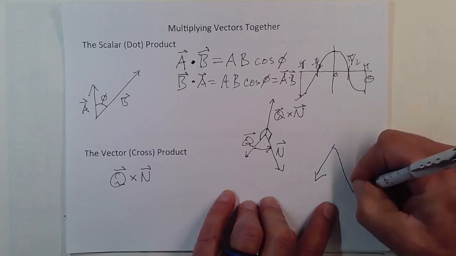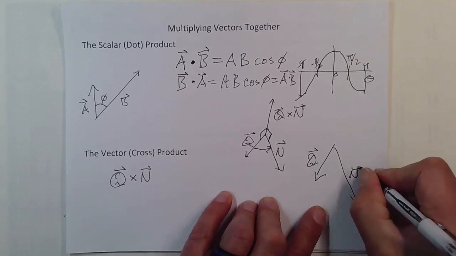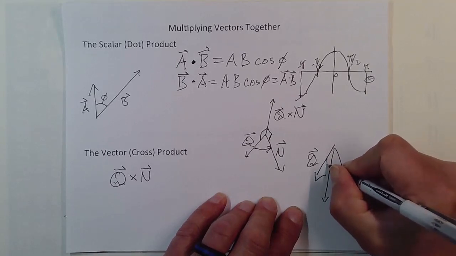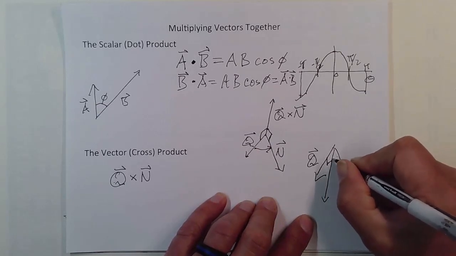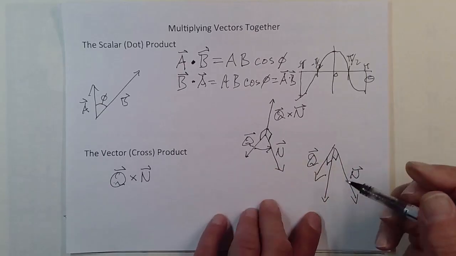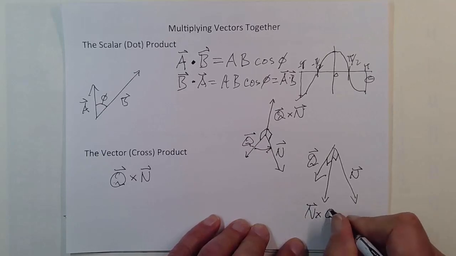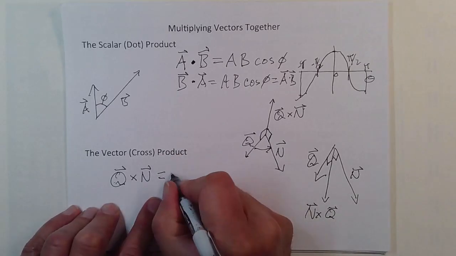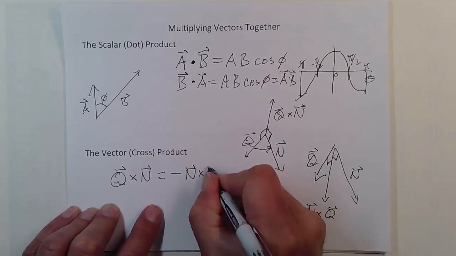But if you take N cross Q, and there's Q, there's N, N cross Q is a vector going in this direction. It's harder to draw, trying to make these things perpendicular. Anyway, it's perpendicular to both these vectors, and it points in the opposite direction. So Q cross N is the opposite of N cross Q, or it's the negative of the vector.